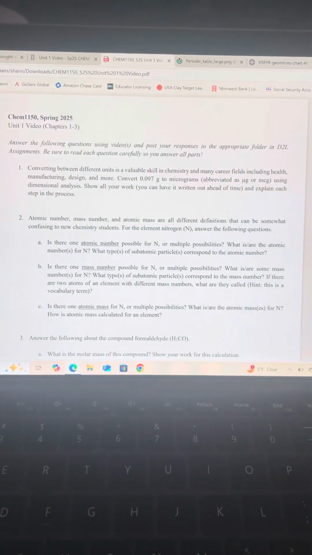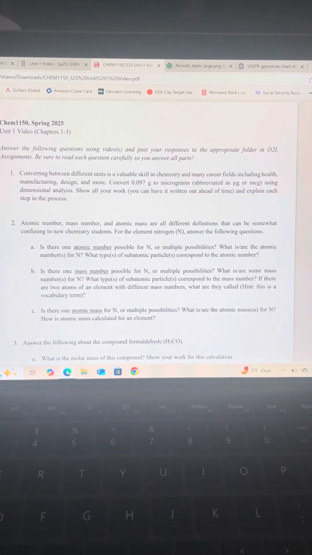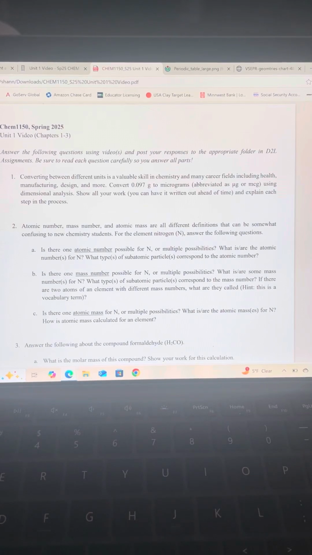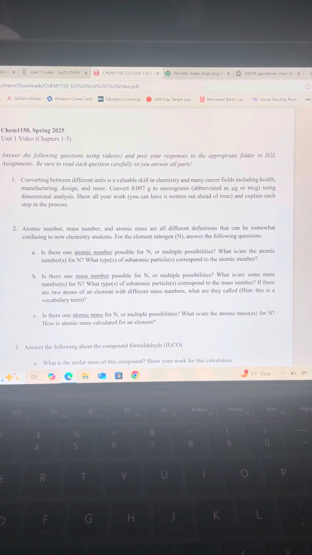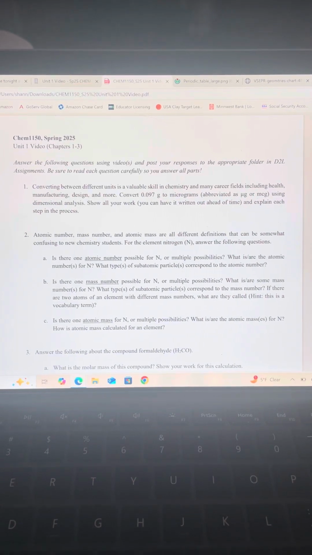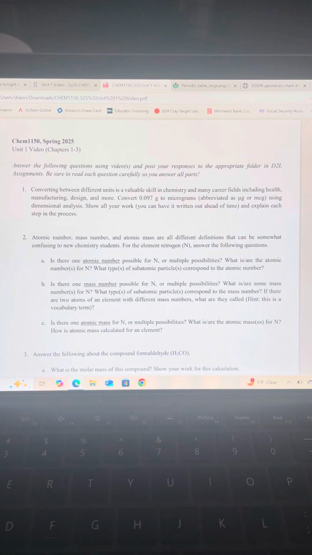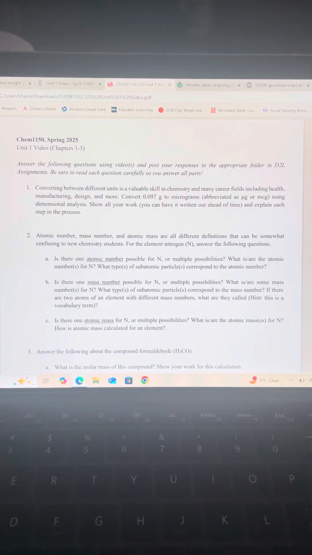For part B, is there one mass number possible for nitrogen, or multiple possibilities? What is/are some mass numbers for nitrogen? What types of subatomic particles correspond to the mass number? If there are two atoms of an element with different mass numbers, what are they called?